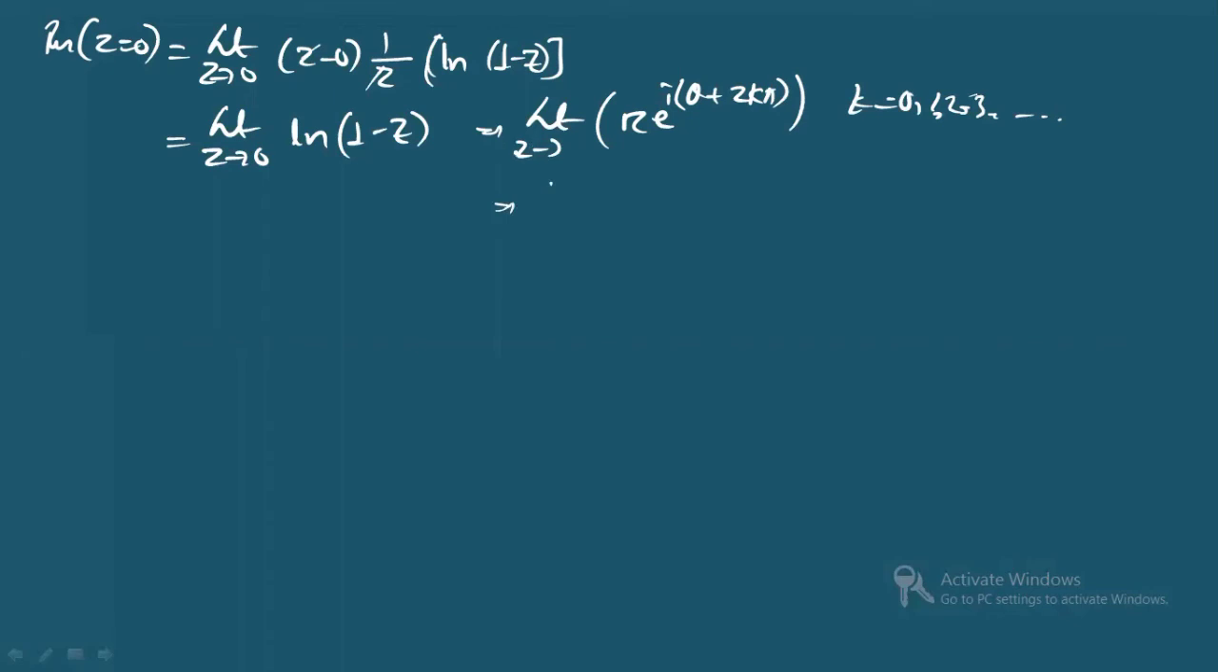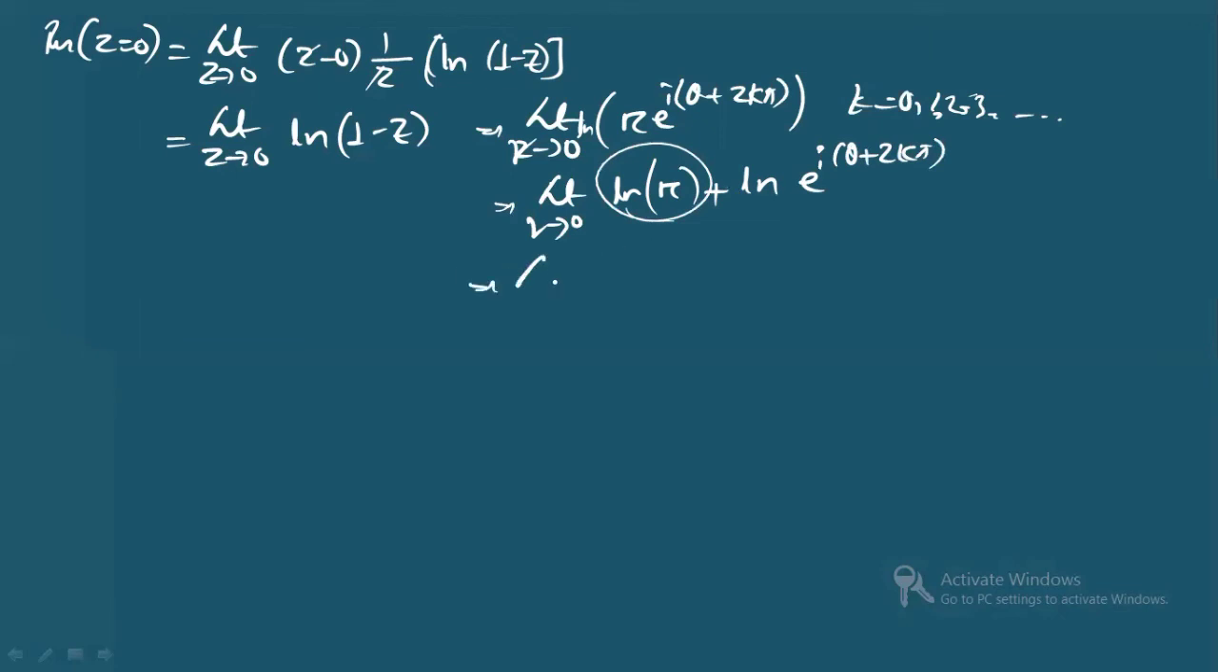So finally, if you see this, here r tends to 0. So limit r tends to 0, ln is there. So ln r plus ln e to the power i(theta plus 2k pi). So this will become ln r as it is. So limit r tends to 0, ln r plus ln e to the power this, so this will come i(theta plus 2k pi). This will give you 1, ln e will give you 1.